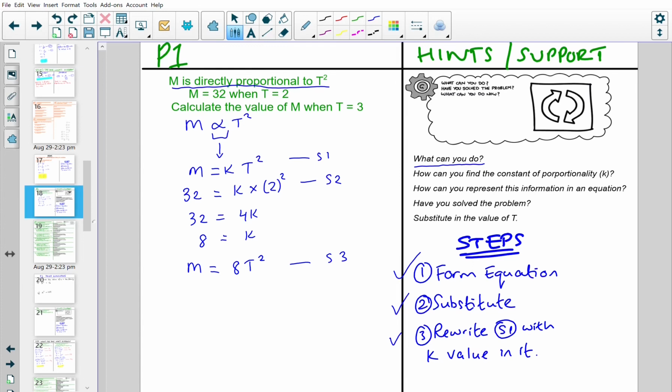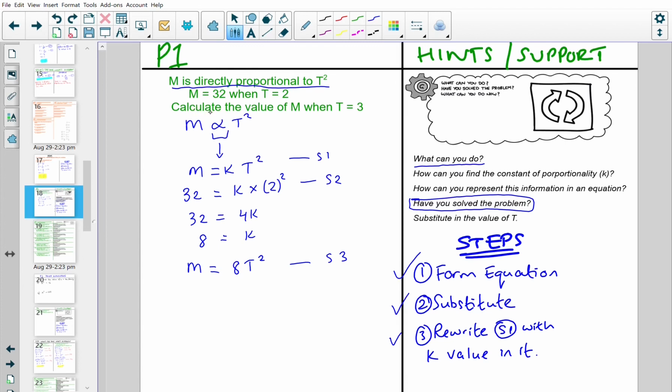Now, what can I do? I've done that first. Have I found the k value? Yes, I have done all of that. Now, this is the key part here. Have I solved the problem? Let's go back to the question and reread it.